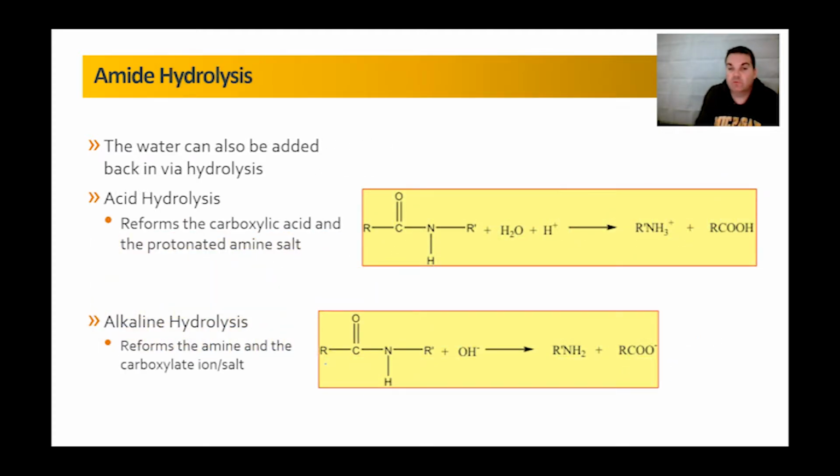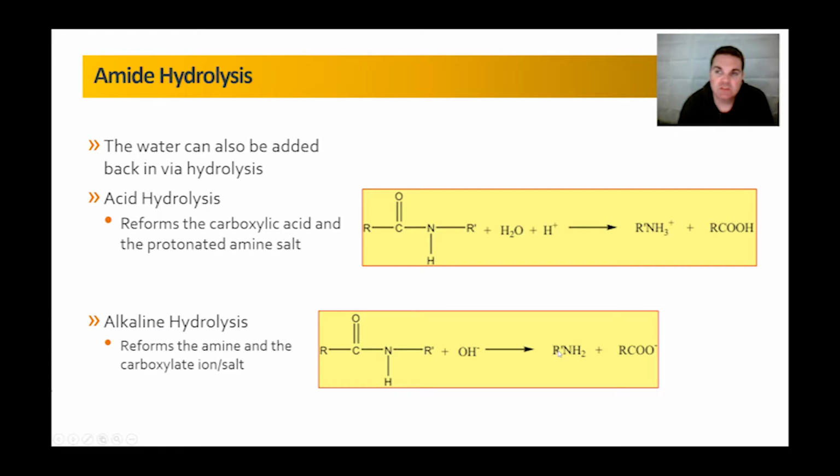Like an ester formation, you can also go backwards because we're doing a condensation reaction. So what you can do is add water back into the reaction. This H+ here means that we're doing it under acid conditions. When we do acid hydrolysis, because we've got an amine, which is a base, we protonate the amine and we get our acid back. Whereas if we do it under alkaline hydrolysis, we deprotonate the carboxylic acid and just get our normal amine.